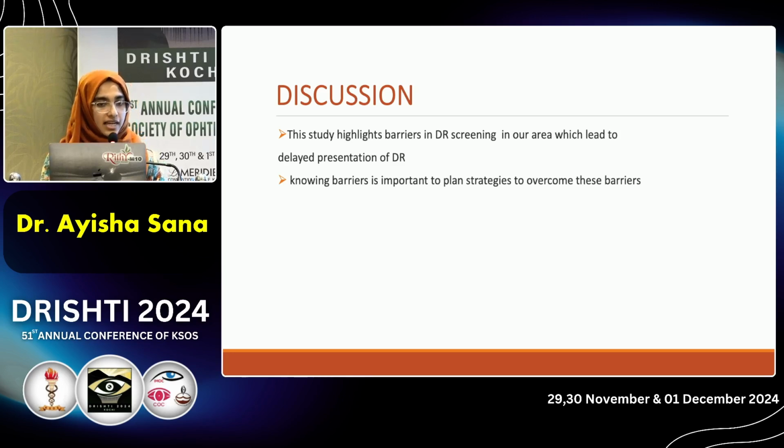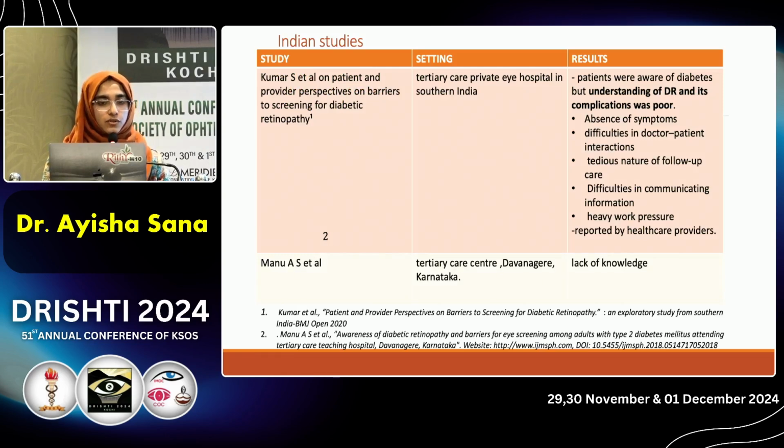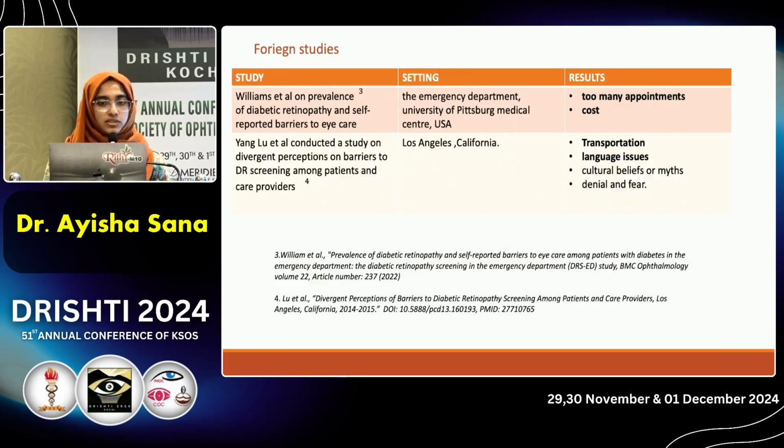The study highlights barriers in diabetic retinopathy screening in our area, which lead to delayed presentation of diabetic retinopathy. Knowing these barriers is important to plan strategies to overcome them. On review of the literature, it was found that Indian studies mainly showed lack of knowledge as the most important barrier, whereas foreign studies showed that too many appointments, cost, transportation, and language issues were the important barriers.